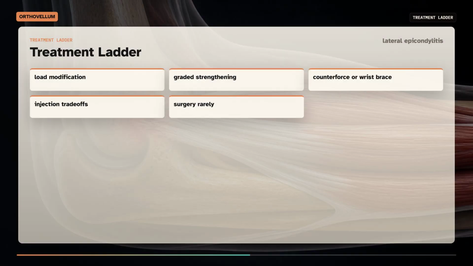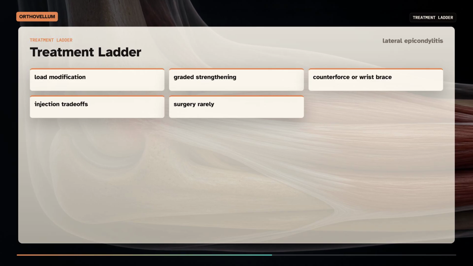Treatment is a ladder, not a reflex. For lateral epicondylitis, the practical ladder is load modification, graded strengthening, counterforce or wrist brace, injection trade-offs, surgery rarely. The first steps usually try to calm the painful system and rebuild capacity. That means load management, targeted strengthening, mobility when appropriate, and clear expectations.